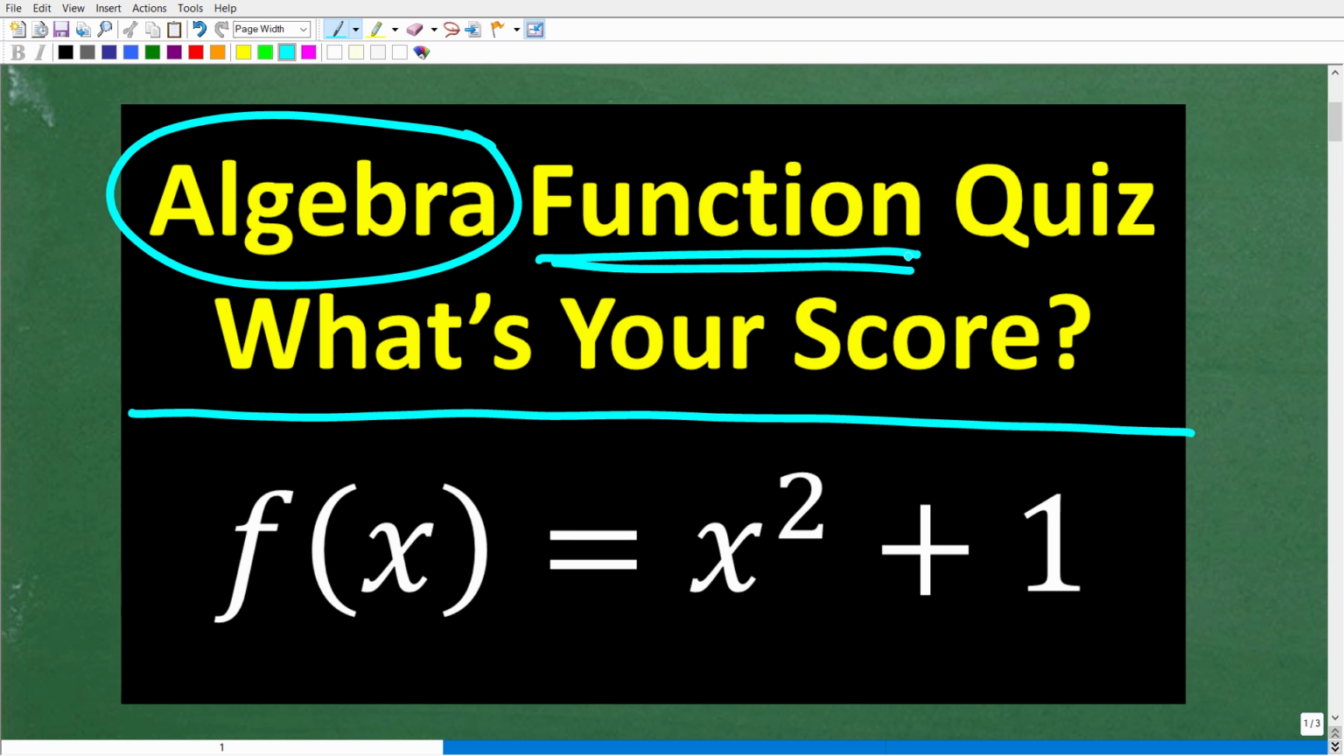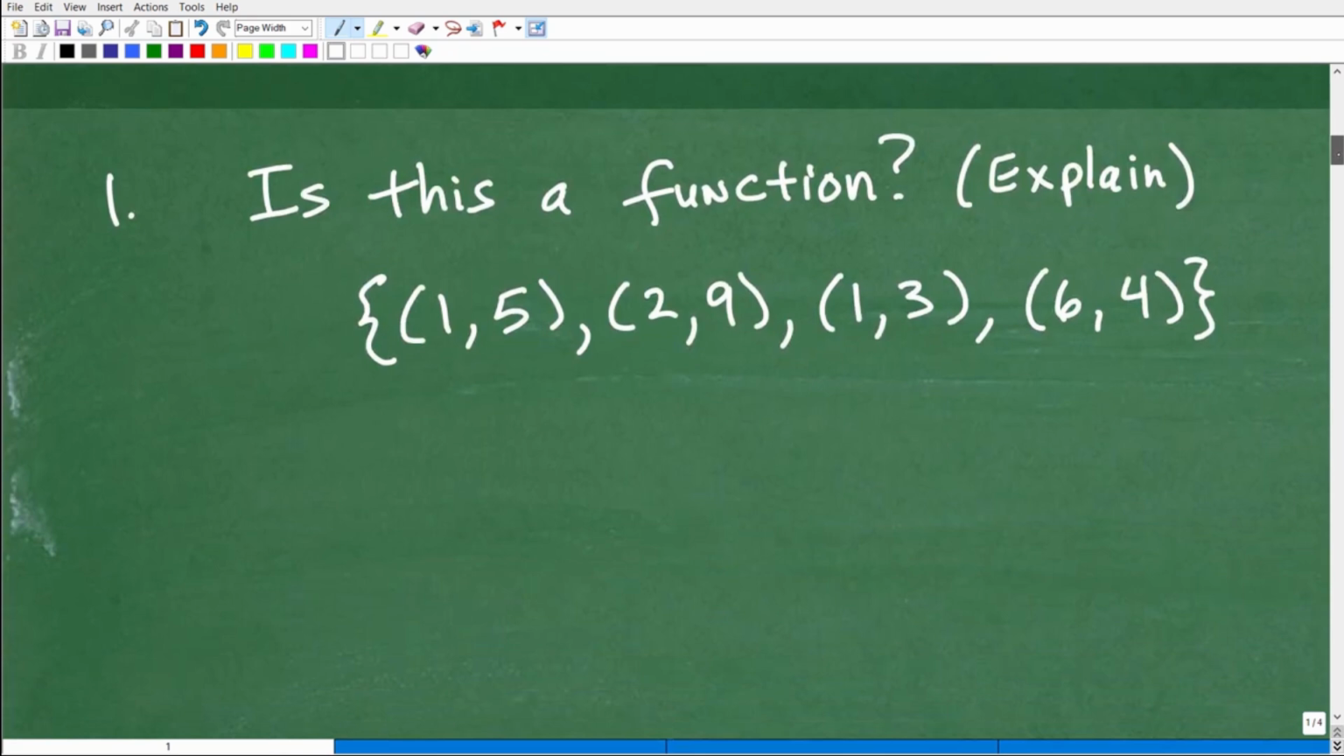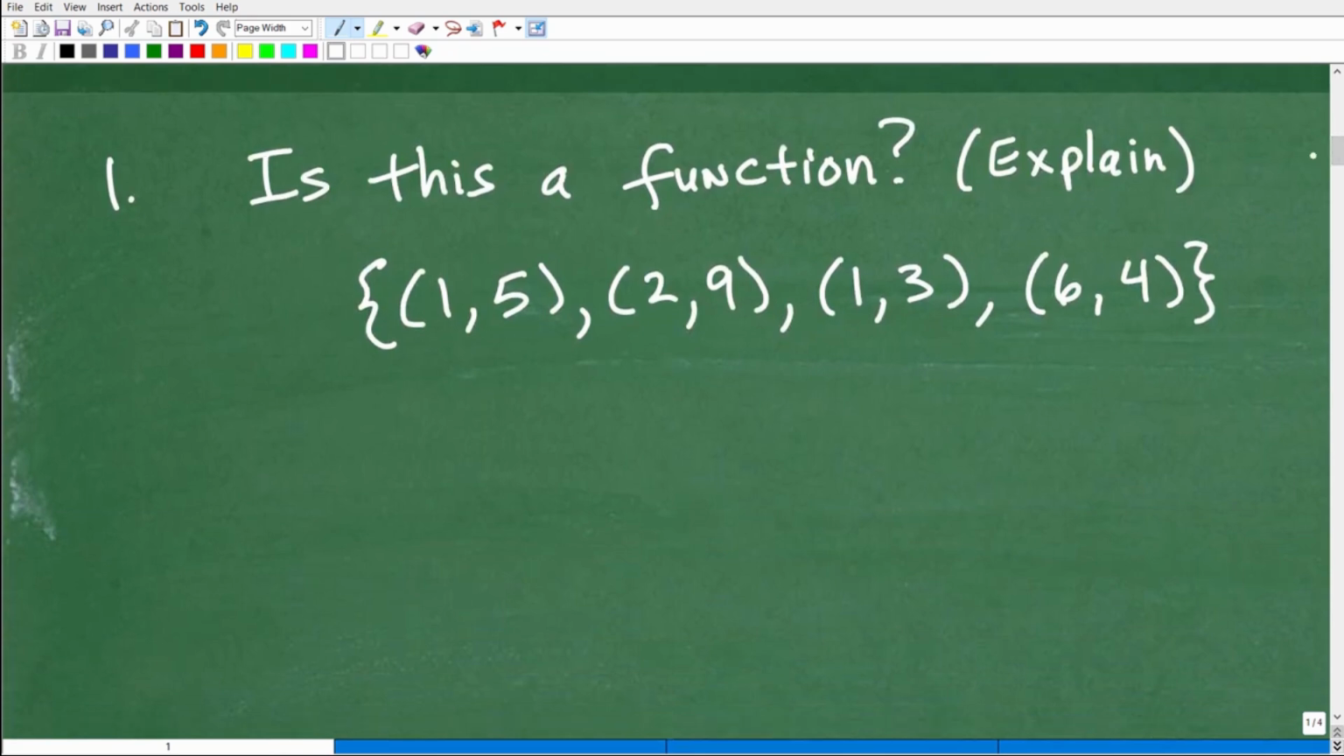However, if there's something here that you don't understand, well, you definitely need to go back and review some of your algebra. All right, so get a piece of paper and pencil, and let's go ahead and get started with this quiz right now. I'm going to give you an opportunity to answer the question before I tell you the answer. So let's start off with our first question.